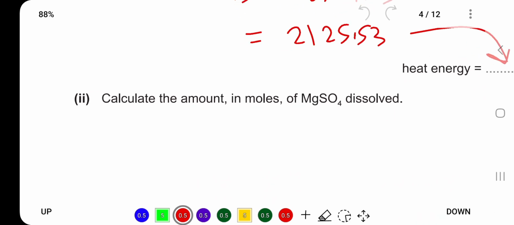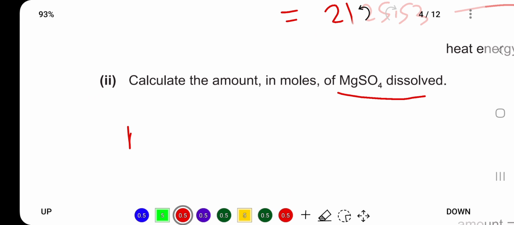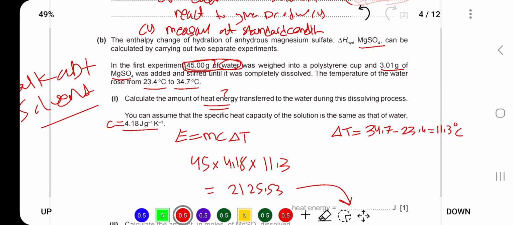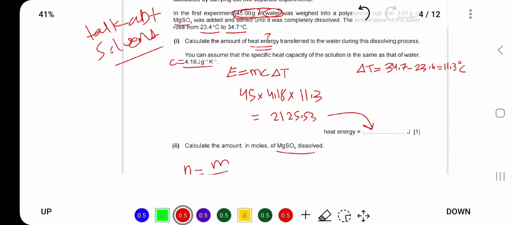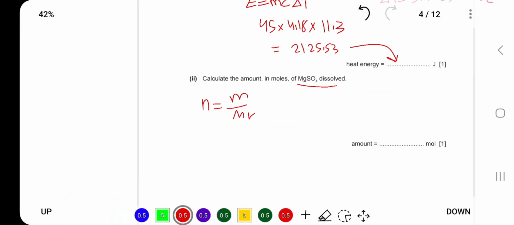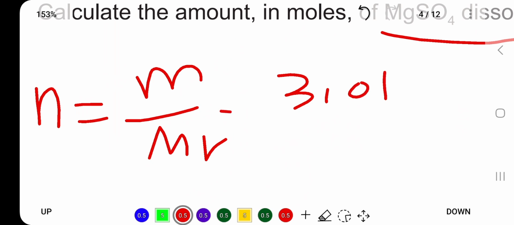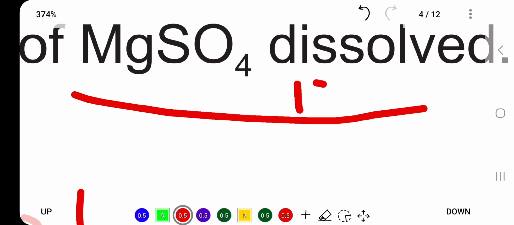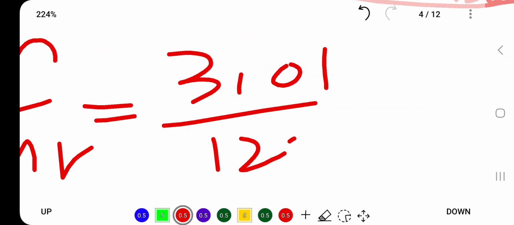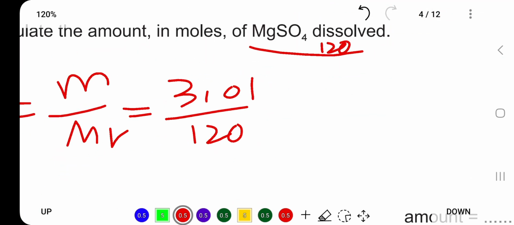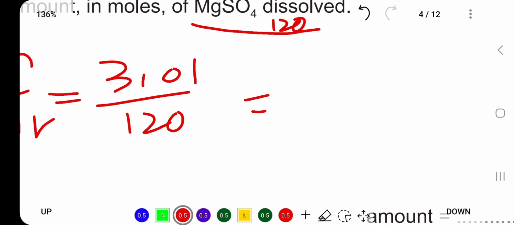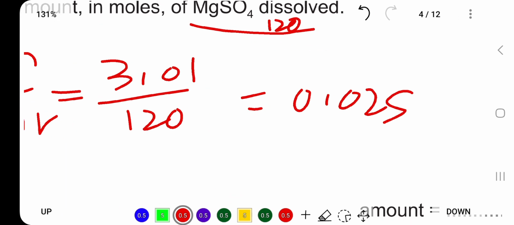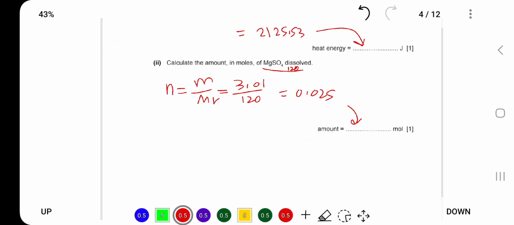Calculate the amount in moles of MgSO4 dissolved. That is a straightforward question. n equals m over Mr. m is, since you did not use it in the first part, now we're going to use it, so that's 3.01 divided by the Mr of MgSO4. If you just add them all together, you're going to get 120. So if you put them in a calculator, you will get the answer, in fact, 0.025 moles. Hopefully understood.